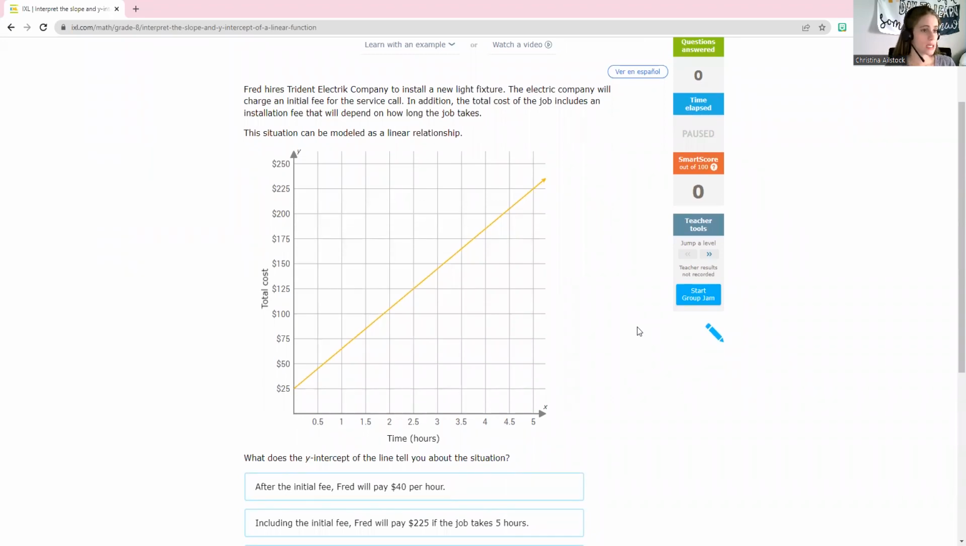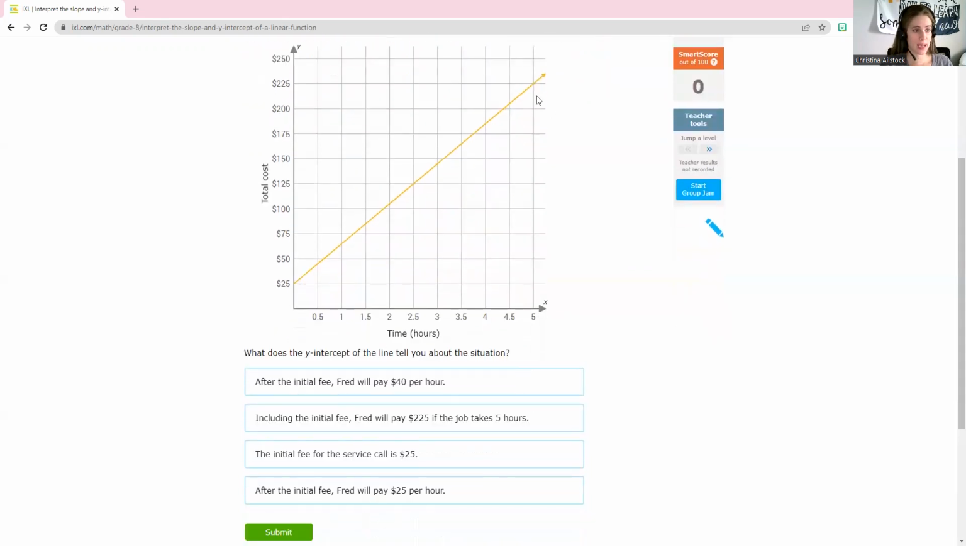Fred hires Trident Electric Company to install a new light fixture. The electric company will charge an initial fee for the service call. In addition, the total cost of the job includes an installation fee that will depend on how long the job takes. This situation can be modeled as a linear relationship, and they've graphed it for us. In this case, we are being asked to explain what the y-intercept of the line tells us about the situation.